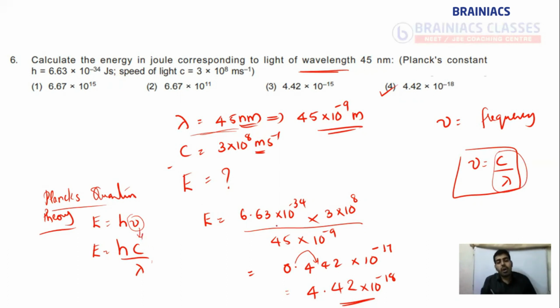That is 6.63 into 10 raised to minus 34, the h value is given, into the velocity of light 3 into 10 raised to 8, divided by 45 into 10 raised to minus 9 meter. After cancelling, you will get 0.442 into 10 raised to minus 17. I'm taking 1 point to the side, so you'll get 4.42 into 10 raised to minus 8. Answer option D. I think it's clear.